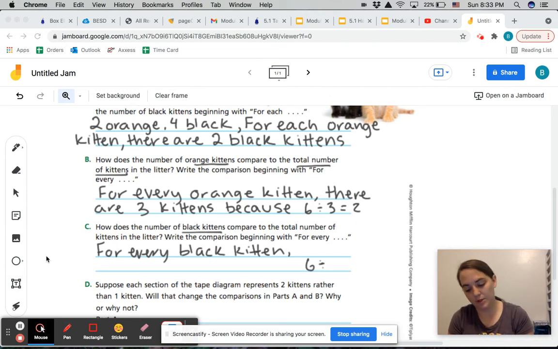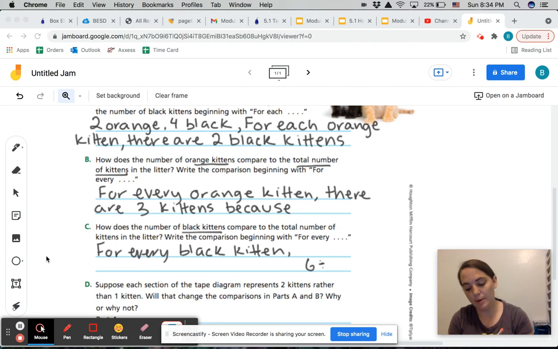Oh, I messed up this first part. Okay. We're going to erase this here. We're going to erase this. We don't want that in there. Okay. We're going to erase that because if you notice, I actually messed this up in part B.